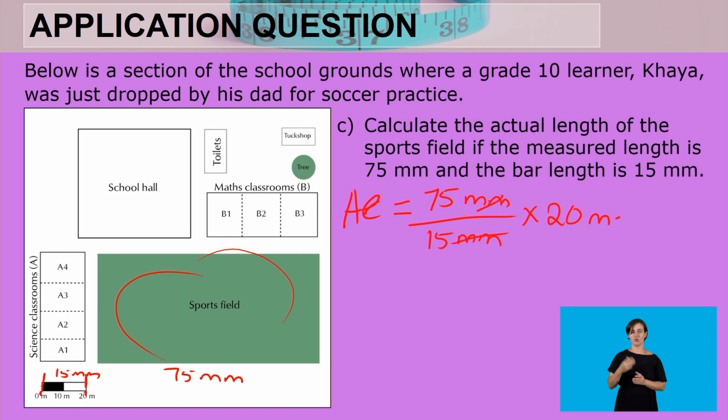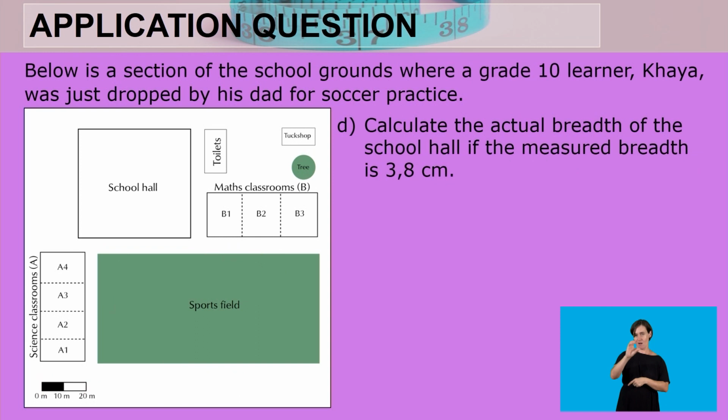Millimeter and millimeter will cancel. So what is 75 divided by 15 multiplied by 20? It gives us 100. So it's 100 meters. So the length of this sports field is 100 meters.